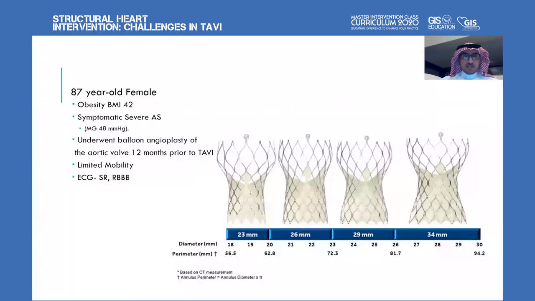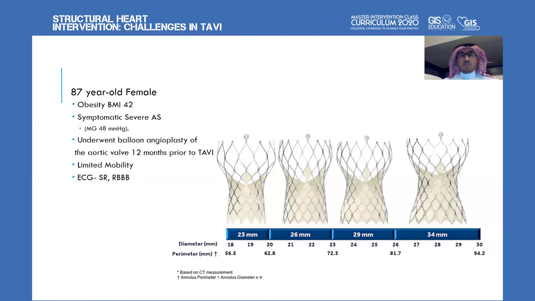The case that I'm presenting today is for a very pleasant 87-year-old female who has obesity with a BMI of 42. She is known to have symptomatic severe AS, and she had three heart failure hospitalizations.